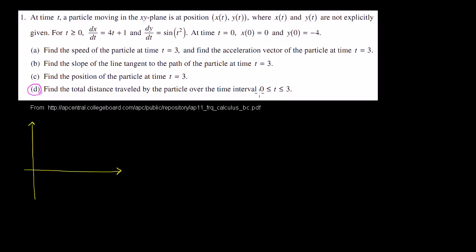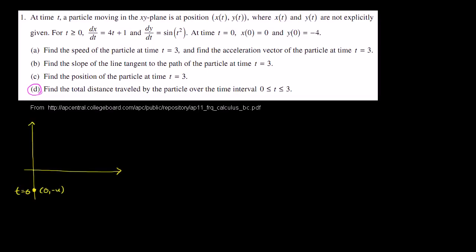So when t is equal to 0, where are we? Well, they tell us x of 0 is 0, so x is 0, and y of 0 is negative 4. So we're at the point (0, negative 4). That's when t is equal to 0.